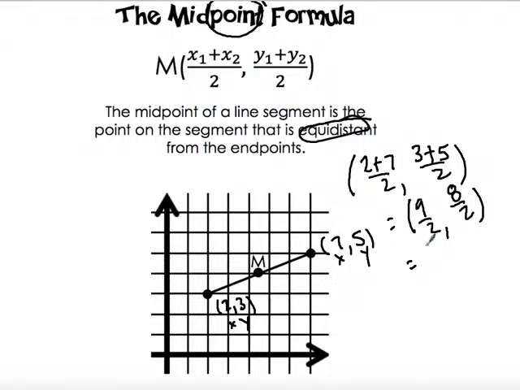9 over 2 doesn't reduce, but it can be written as 4.5. 8 divided by 2 does reduce, and it reduces down to 4. So the midpoint should be at (4.5, 4). Looking at my picture, I can find out where my M is, where my midpoint is. 1, 2, 3, 4, and looks like a half. And then 1, 2, 3, 4. So my midpoint on my picture did lie at the point (4.5, 4).